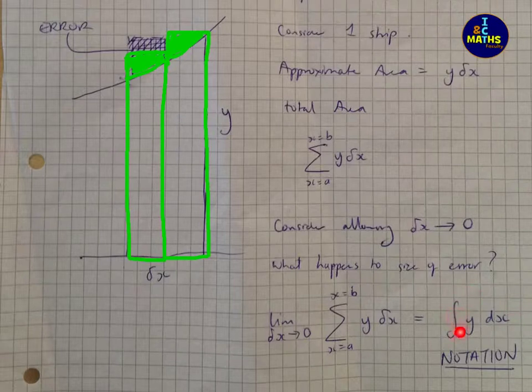And this symbol here, it looks like a really long S, and the way I think of that is this is a really long sum to do. You're summing up an infinite number of things, so a long S for a long sum, and that basically explains the notation.